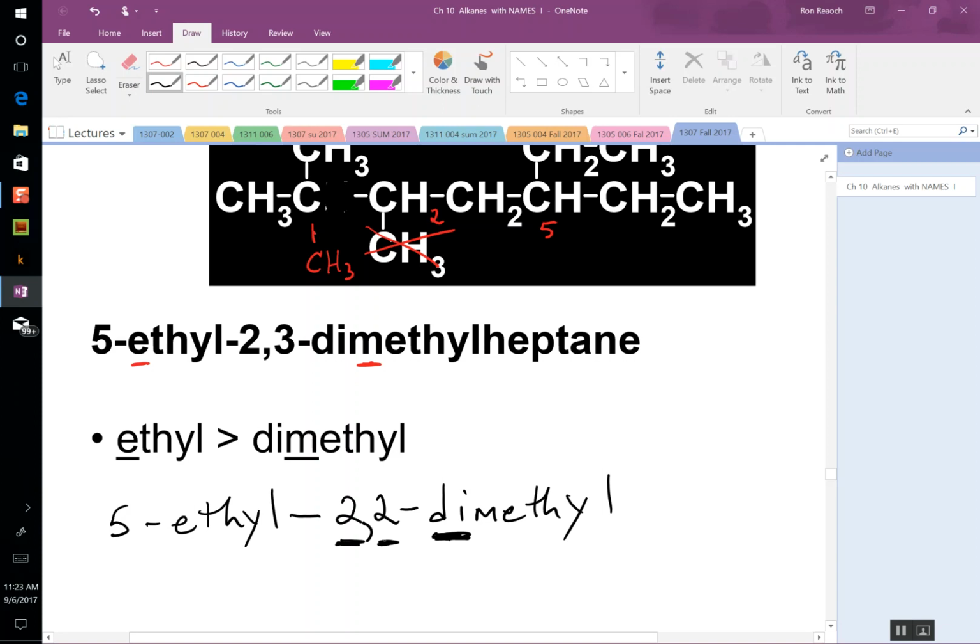If you use tri or tetra, so tetra should have 4 numbers. If it's a tetramethyl something, it should be 2-3-4-5 tetramethyldecane. Okay? There's a number for every substituent. Okay.